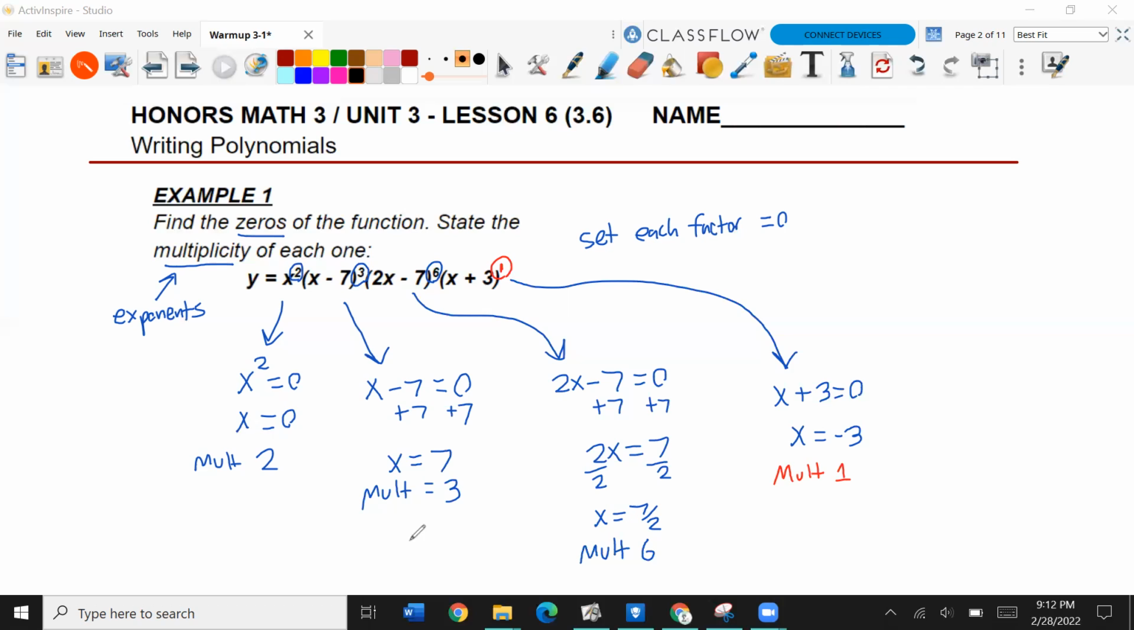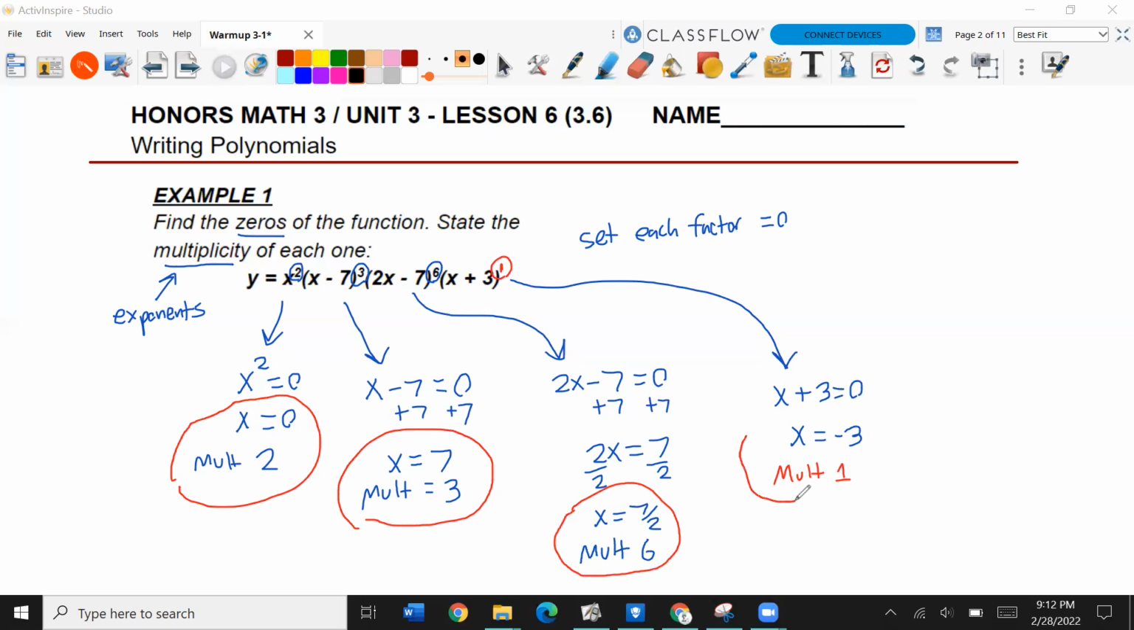But now we got all of our zeros, all of our real zeros, and here they are. X equals 0 with a multiplicity of 2. X equals 7, multiplicity of 3. X equals 7 divided by 2, which is 3.5 with a multiplicity of 6, and x equals -3. You don't have to say multiplicity of 1, but it's not going to hurt. So I'll kind of circle all 4 of those.